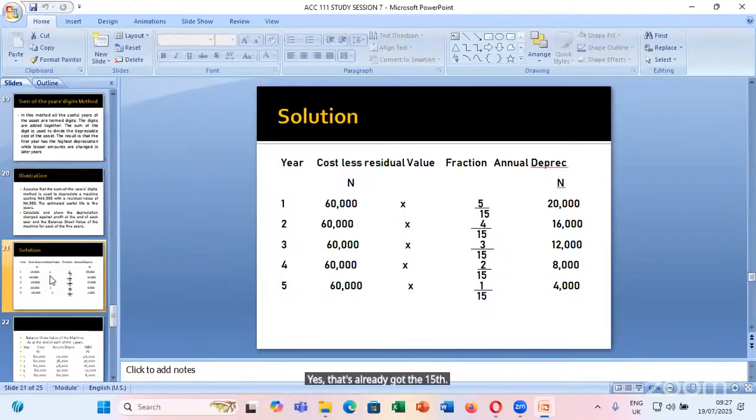Then you now take it from the last one. That is the one we charge first. 15 over 5 times 60,000 will give you 20,000. Is it clear now? Yes, sir.